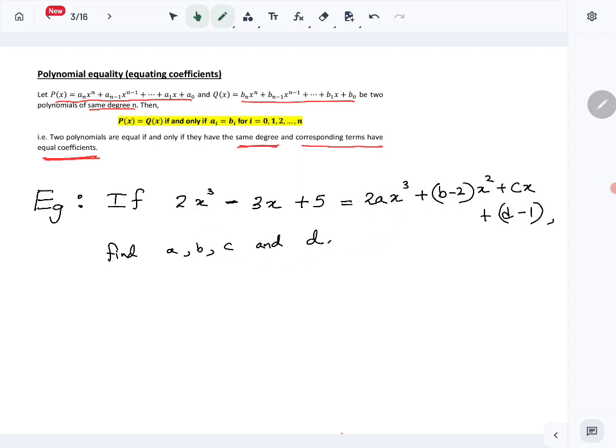So start by comparing x cube coefficients. So what is the x cube coefficient on the left hand side? 2. So 2 should be equal to what? Right hand side x cube coefficient, which is 2a. So now you can solve for a. So a is equal to 1. Right. Then we will compare what? X squared coefficients.